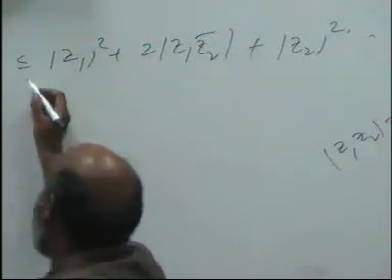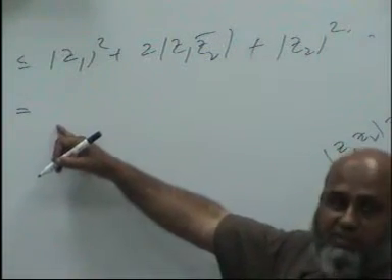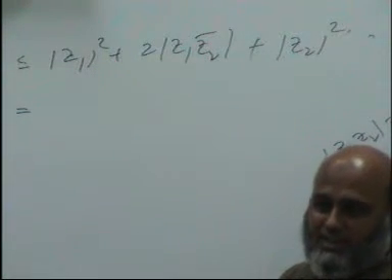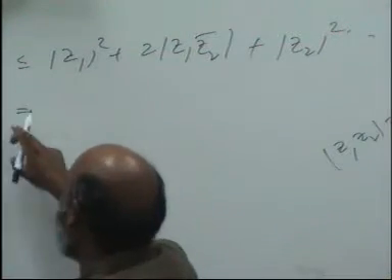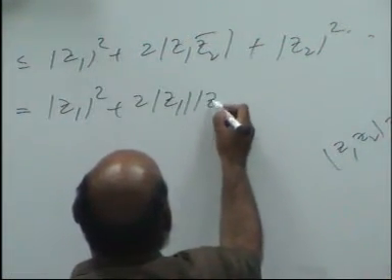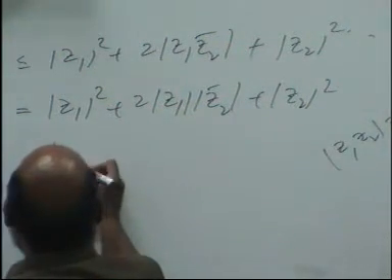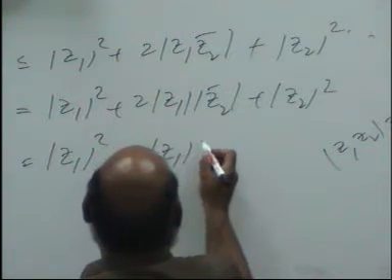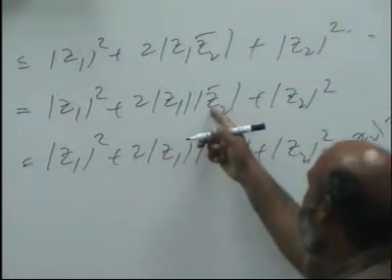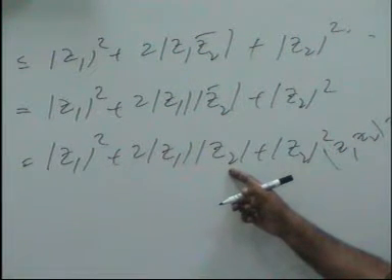So whenever we write this equality, it means the previous inequality continues. The same inequality will continue, again, because the absolute value of the conjugate is the same as the absolute value of the complex number.